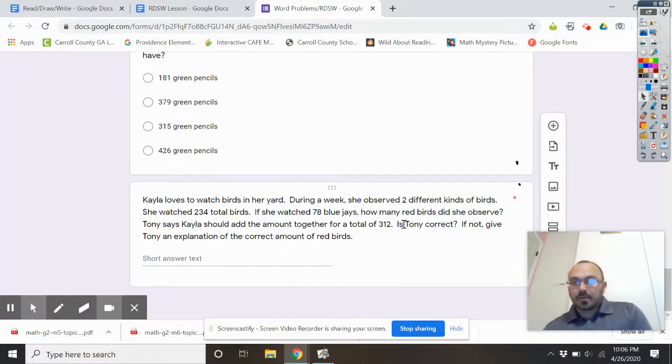There is a word problem, and this is called error analysis. The answer that is given is incorrect. It's your job to figure out why that person is incorrect. So in this one, please don't just put an answer. It asks you, give Tony an explanation of the correct amount of red birds. So for number 5, we're looking for an explanation that shows that you understand how to solve for a word problem.